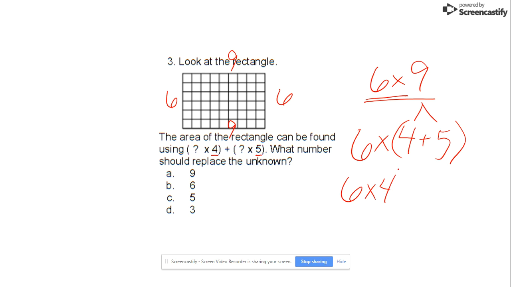So 6 is going to do the X dance with number 4 first, and then he's going to add on another partner, and 6 is going to do the X dance with number 5. So that 6 is the number that's being repeated because, again, that's the number that we did not change from our original problem. And so our answer for this equation would be B. 6 times 4 plus 6 times 5 would be how you would find the area of this rectangle.